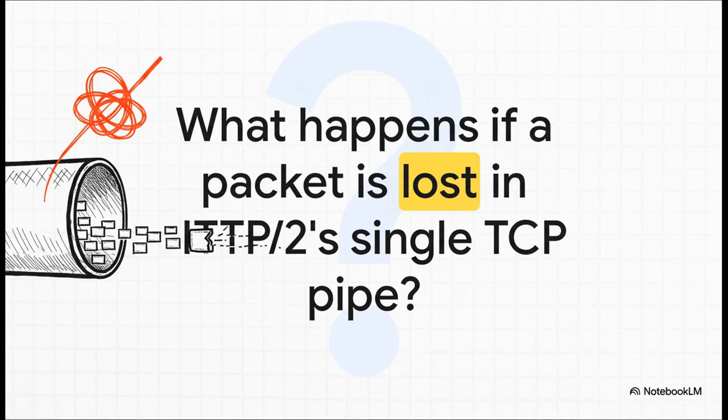But this leads to a fascinating final question. If all of this data is now flying through one single pipe, what happens if just one tiny piece of data gets lost along the way? Does it still create a massive traffic jam for everything else? Well, that's a story for HTTP/3.